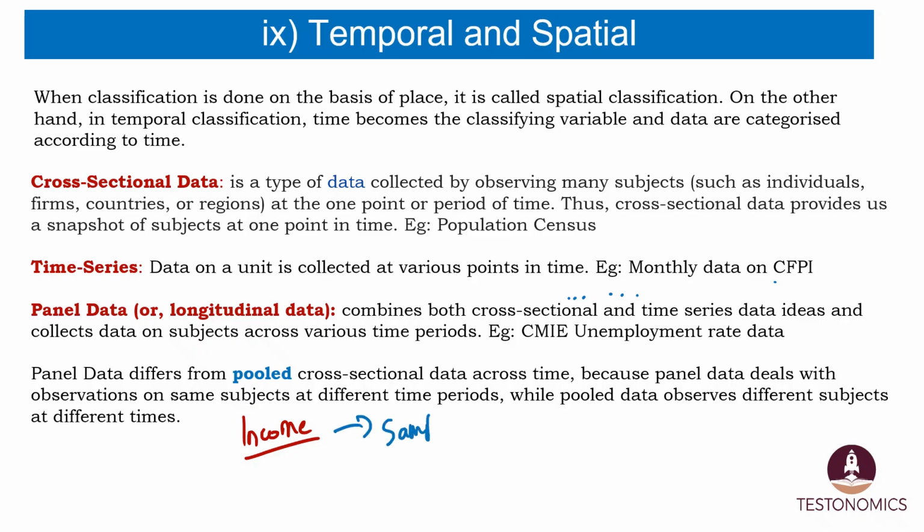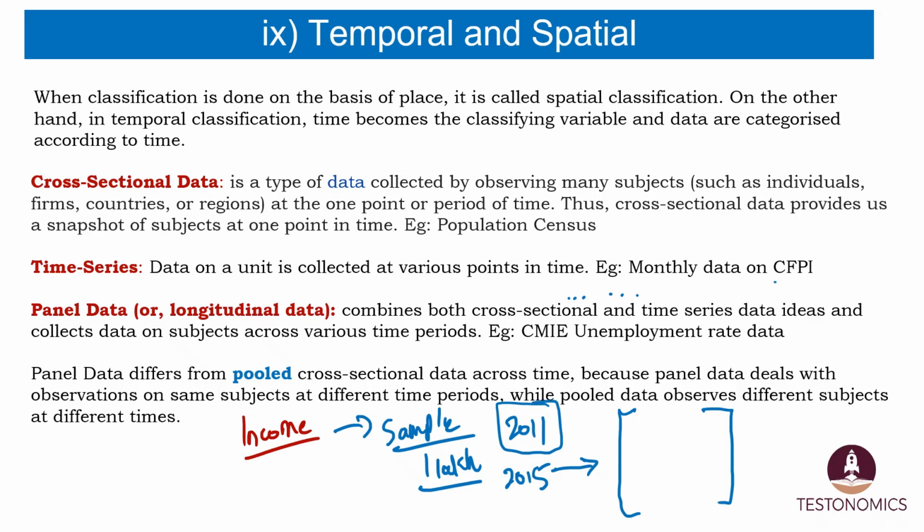So in the sample, let's say we took data on 1 lakh people. Now, ultimately, the objective is to calculate the average income for the entire state. So we collected data on, let's say, 1 lakh people in the year 2011. Then we did the same exercise again in 2015. The objective remains the same, to calculate the average income of the state. So in 2015, we again collected data on 1 lakh individuals, but it is not necessary that the data on the same 1 lakh individuals was collected as we had done in 2011. Okay, this is the case of pooled data.